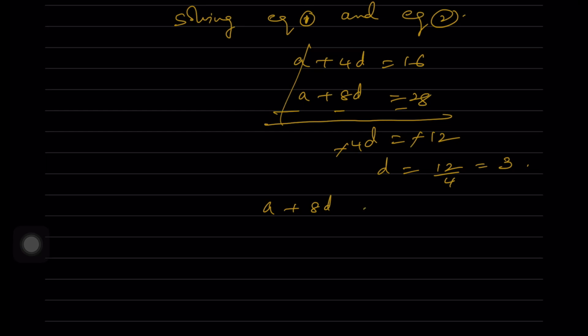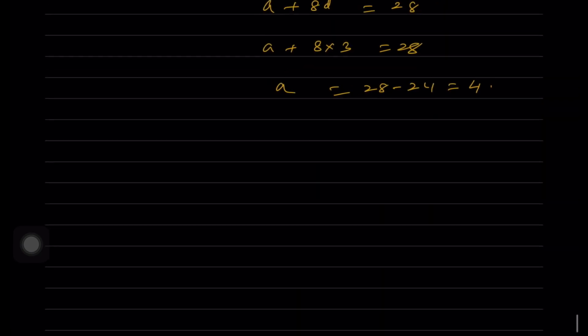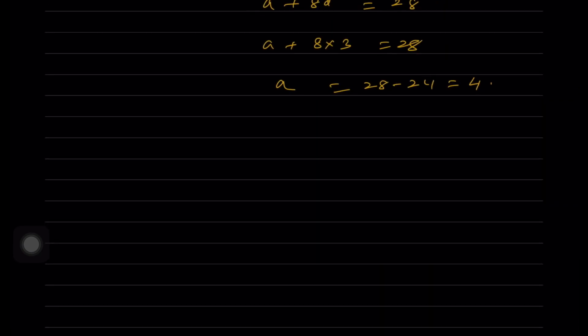So now what is a? We'll see. A plus 8d is equal to 28. A plus 8 into 3 is equal to 28. A is equal to 28 minus 24, which is equal to 4. So 4 is the answer. The value of a is nothing but 4.